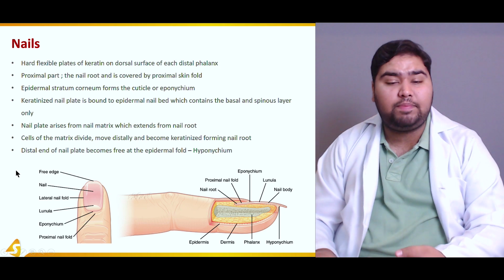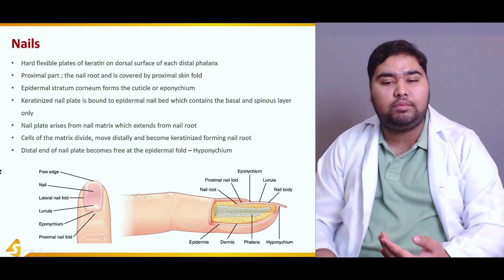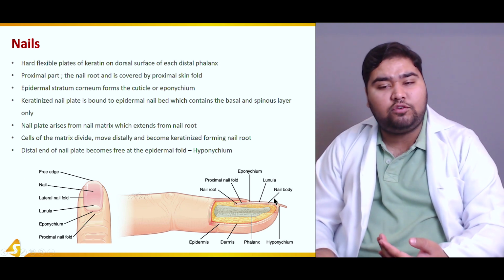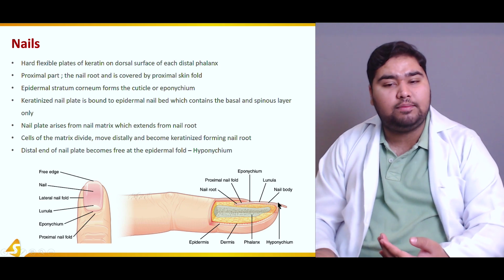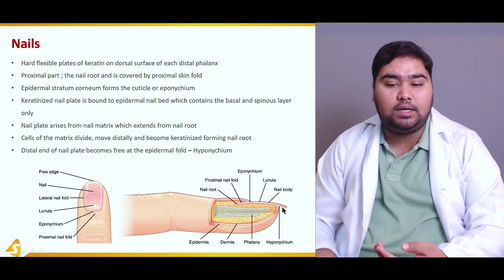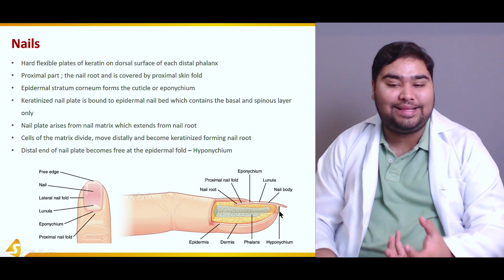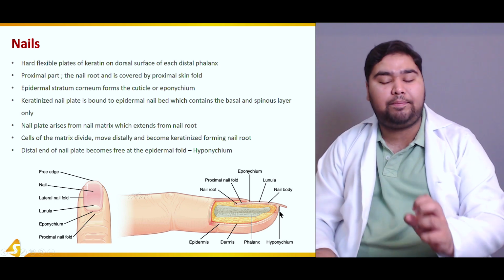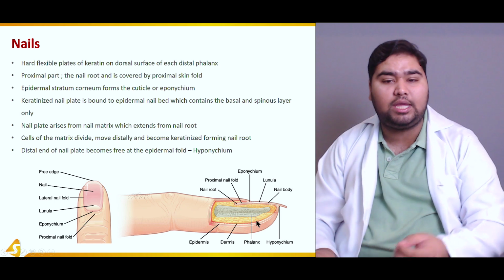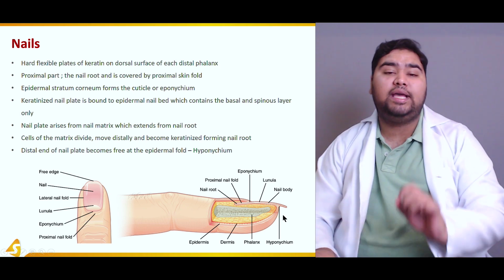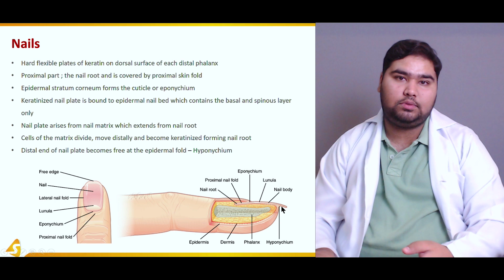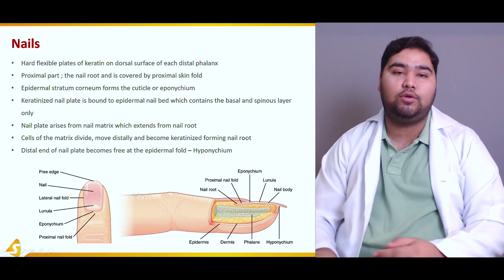Distal end of the nail plate becomes free at the epidermal fold. At the epidermal fold, the distal end of the nail plate becomes free, and this is known as the terminal fold. The terminal epidermal fold is known as the hyponychium, and this free nail is either cut off or you can do whatever you want, however you like your nails.